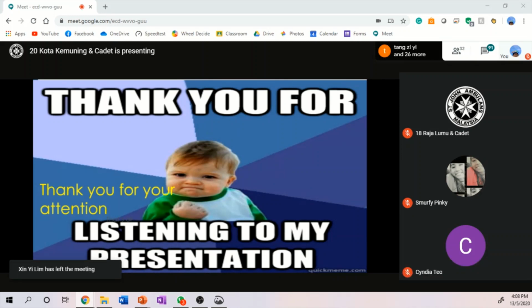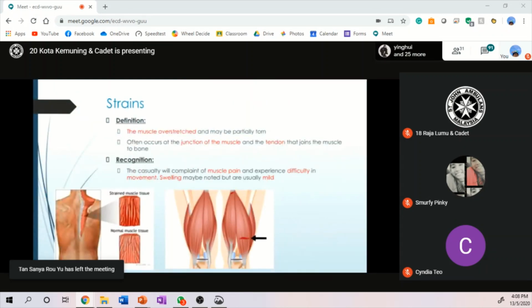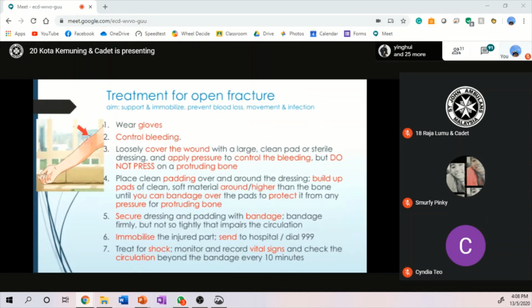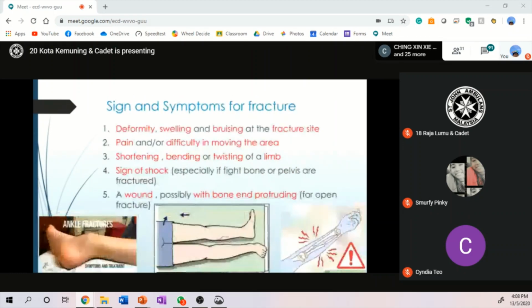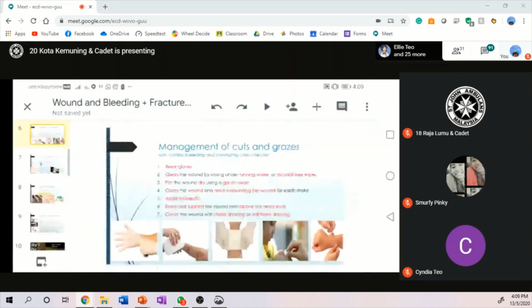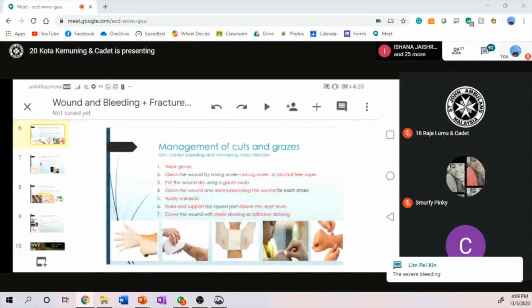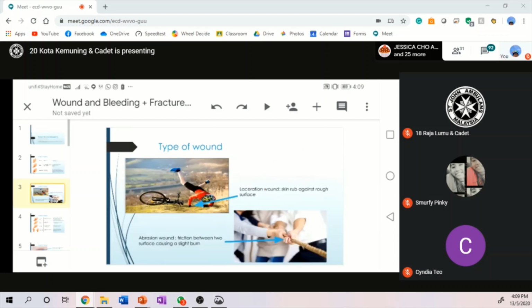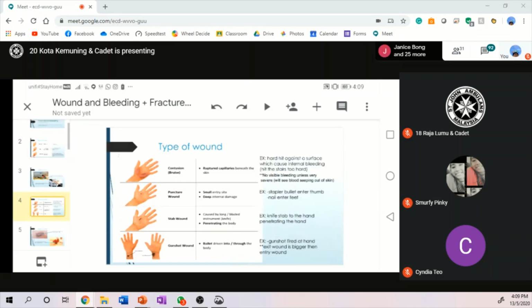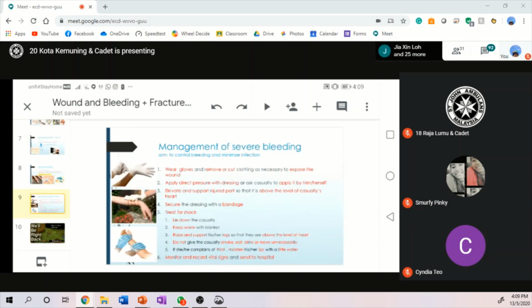What to do about the object? Which one? Which one? The severe bleeding. Yeah. The severe bleeding, right? Okay.